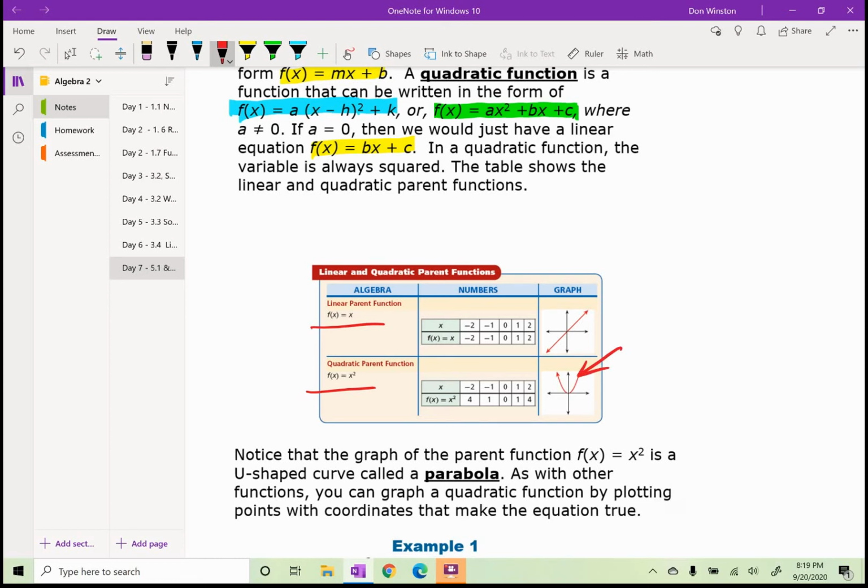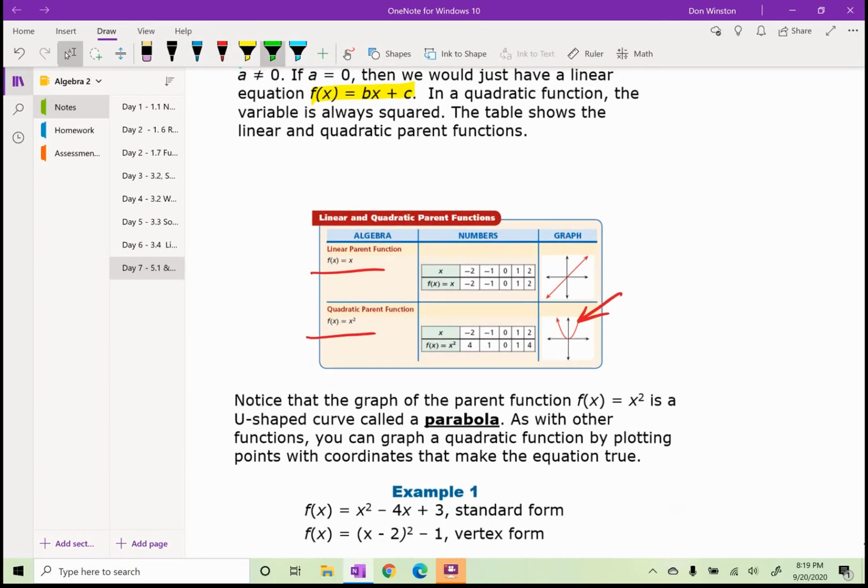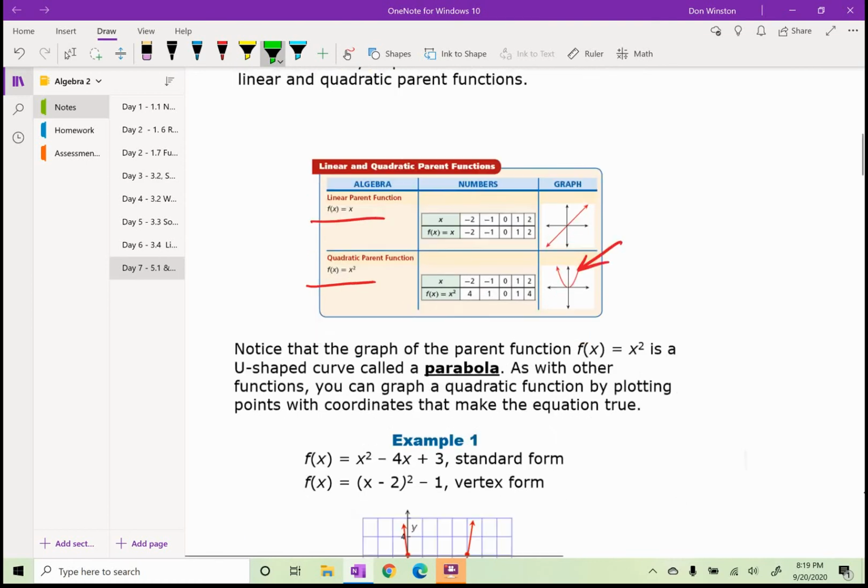As with other functions, you can graph a quadratic function by plotting points with coordinates that make the equation true. Today we will learn to use the vertex as the starting point in graphing quadratic equations. In fact, it's essential that you do that in order to see both sides of the quadratic function. And what do I mean by both sides? Well, let's take a look here and see.